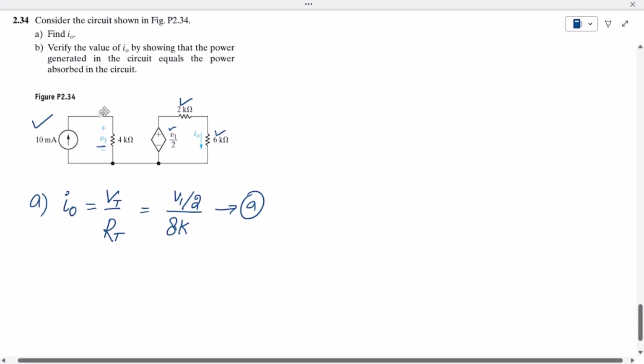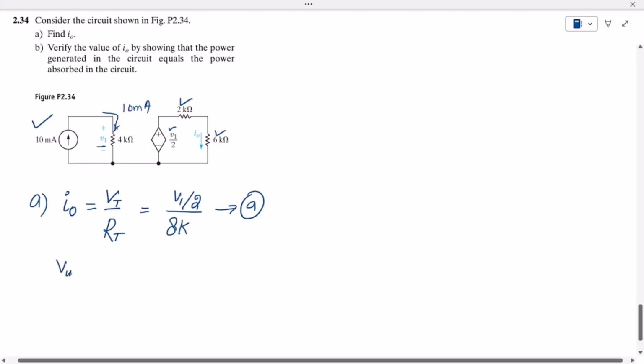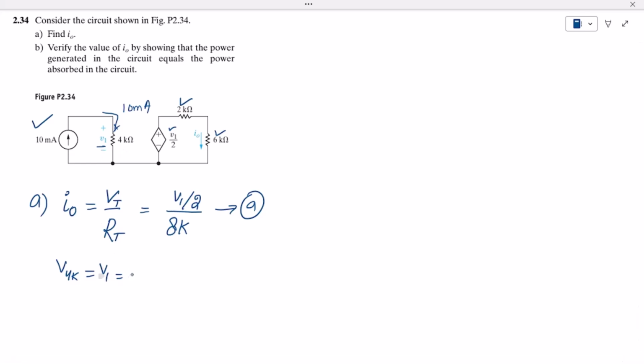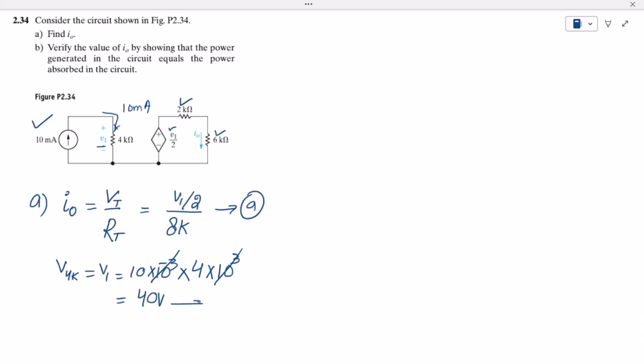Now in order to find the value of V1, we can see that the current flowing here, provided by this source, is 10 milliamps. So V1 is the voltage across this 4 kilo ohm resistor. According to Ohm's law, it will be I into R. The value of I is 10 milliamperes, which is 10 into 10 to the power minus 3, and the value of R is 4 kilo ohm, so 4 multiplied by 10 to the power 3. These two will cancel out, and the value of V1 will be 40 volts. Okay, this is equation B.